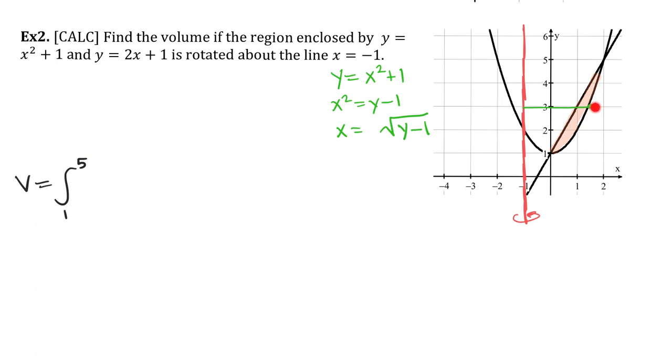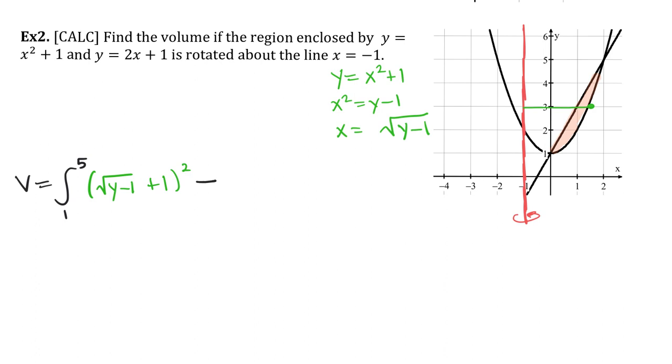And then if I want the bigger radius, I'm doing this minus this. This is x equals -1. So what is that? That is the square root of y minus 1, and then I'm subtracting -1, so I'm adding 1, and then it's a radius, so I'm squaring it.